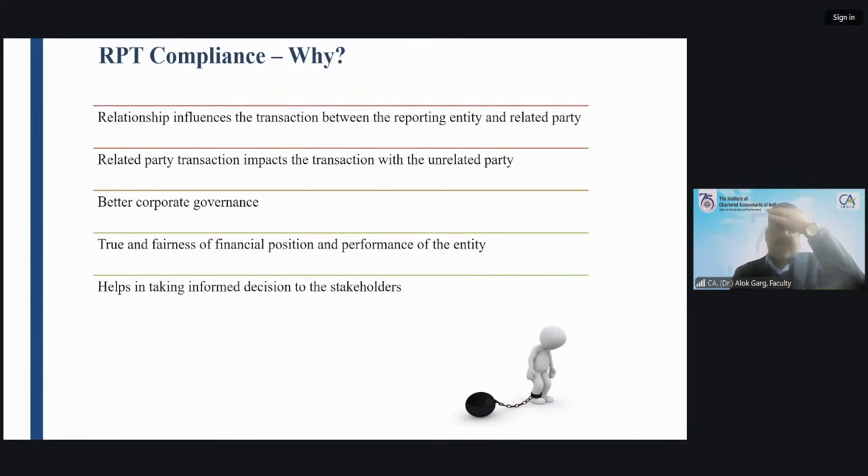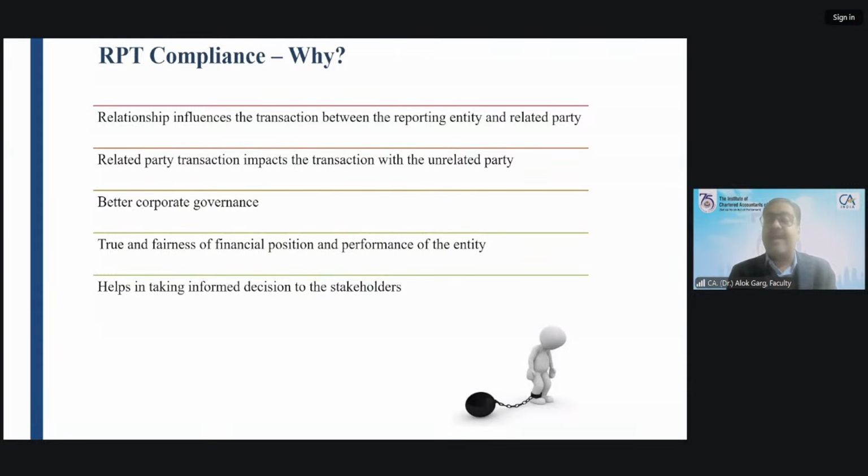Why is this related party disclosure standard important? Friends, it is one of the major concepts in the books of corporate governance. When you talk about corporate governance, related party is one of the most critical areas. Related party is defined under the Companies Act 2013, under Accounting Standard 18, and under Ind AS 24. The Securities and Exchange Board of India also provides a lot of guidance on related party.